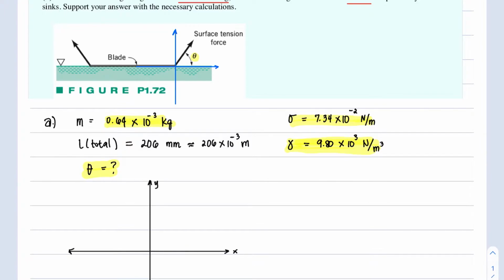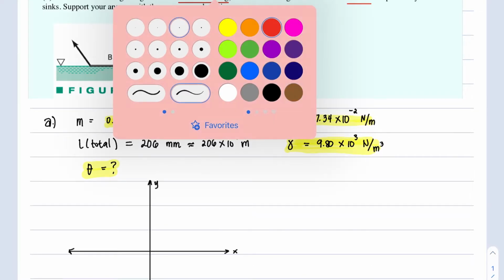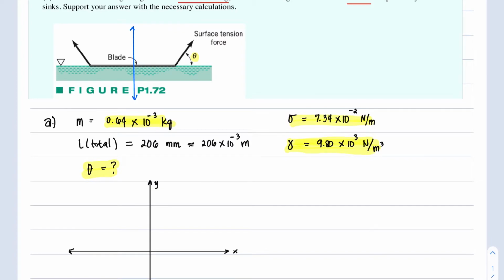Just to avoid confusion, I'll have the axis drawn in the middle part. So basically, it's very clear that the weight of the blade will be trying to pull it down, towards the center of the earth. So that's just straight down.